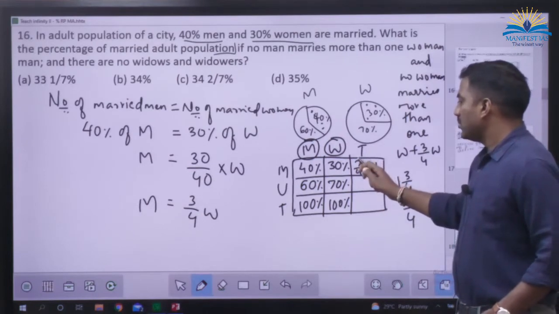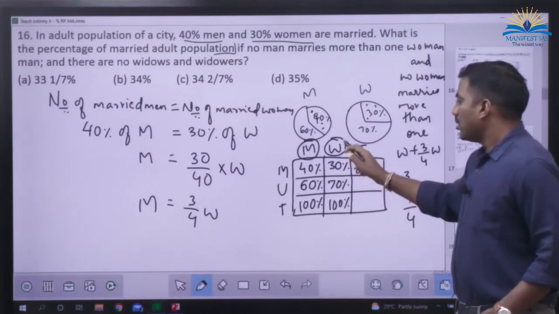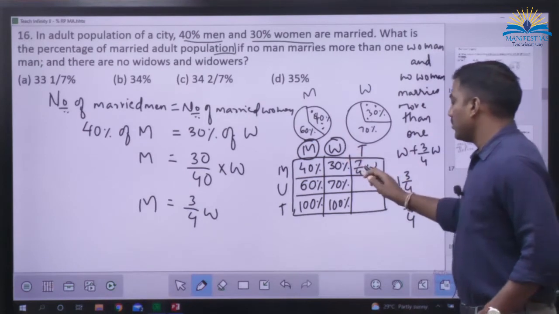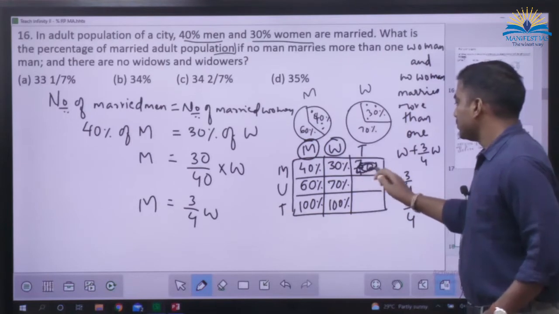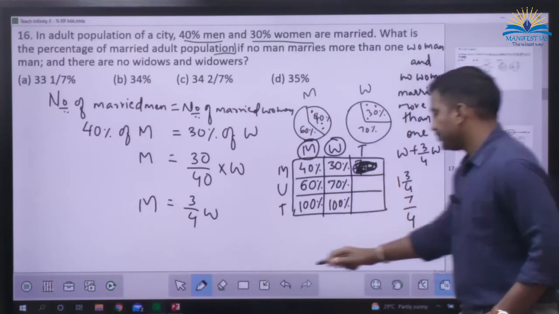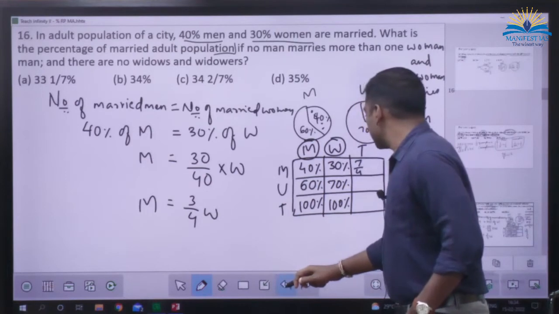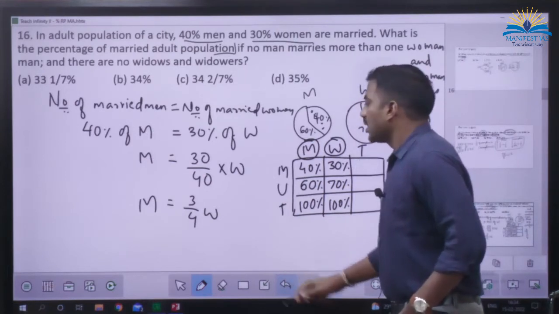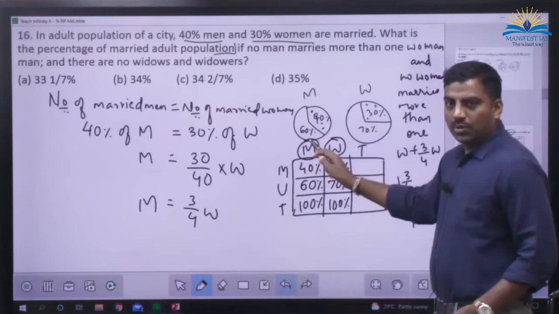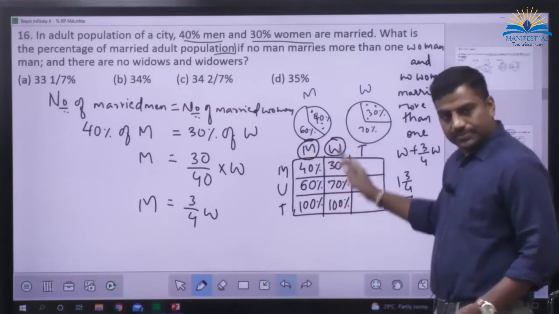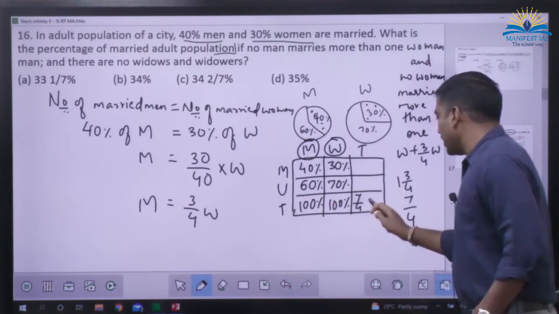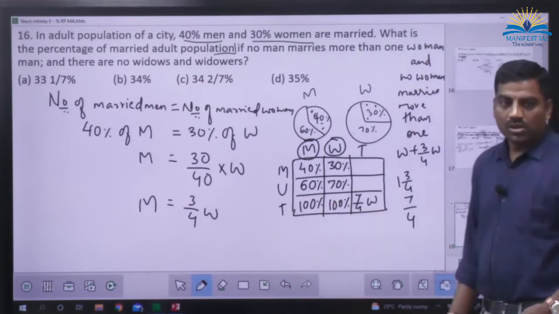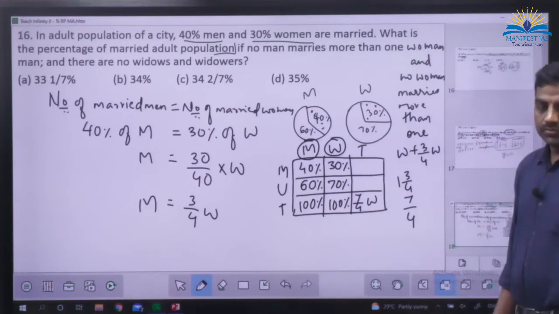Now, this is what? No, it is not total married population. This is the total population. M what we had taken? M as the total population, W as the total population. Okay? So, total population is 7 by 4W. 7 by 4W. Okay?